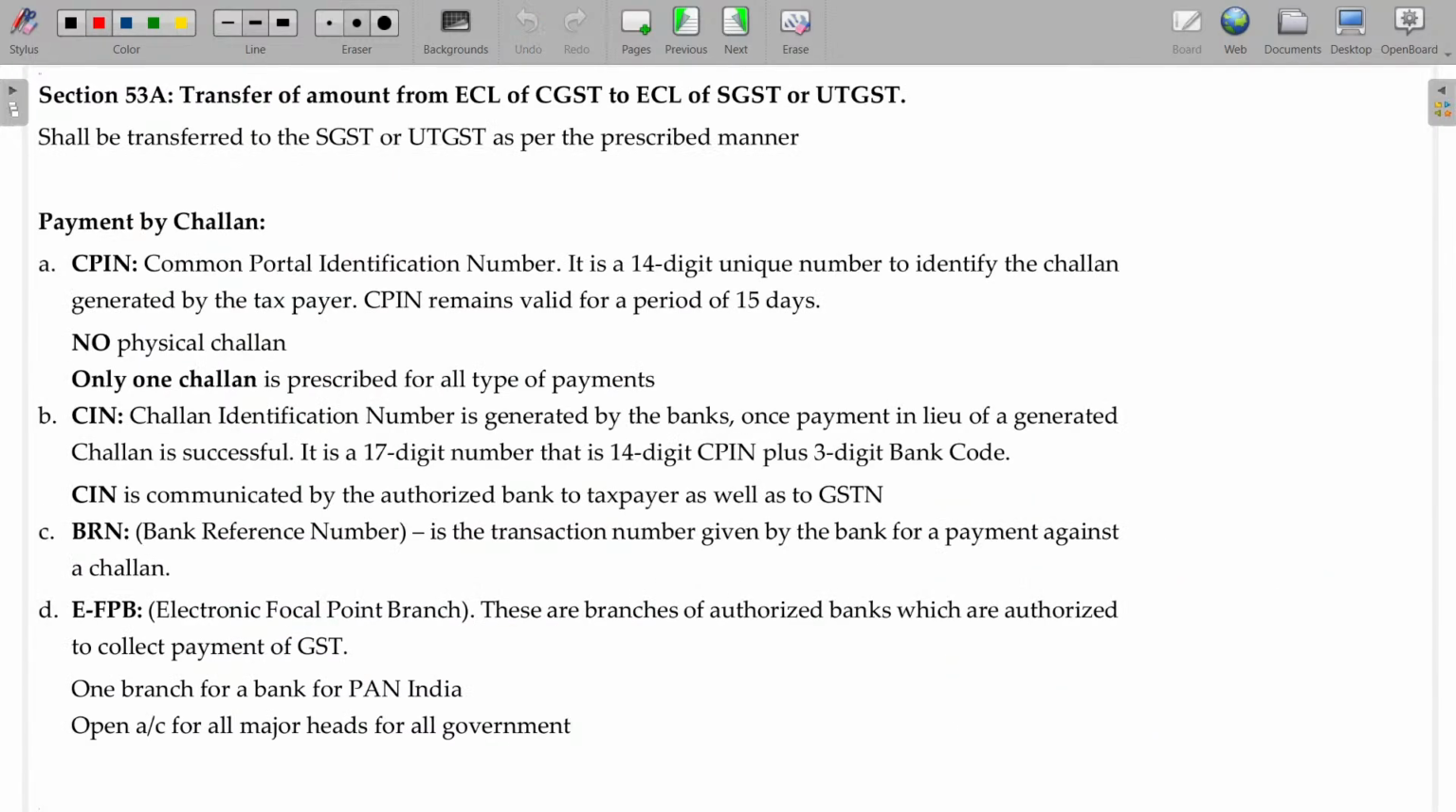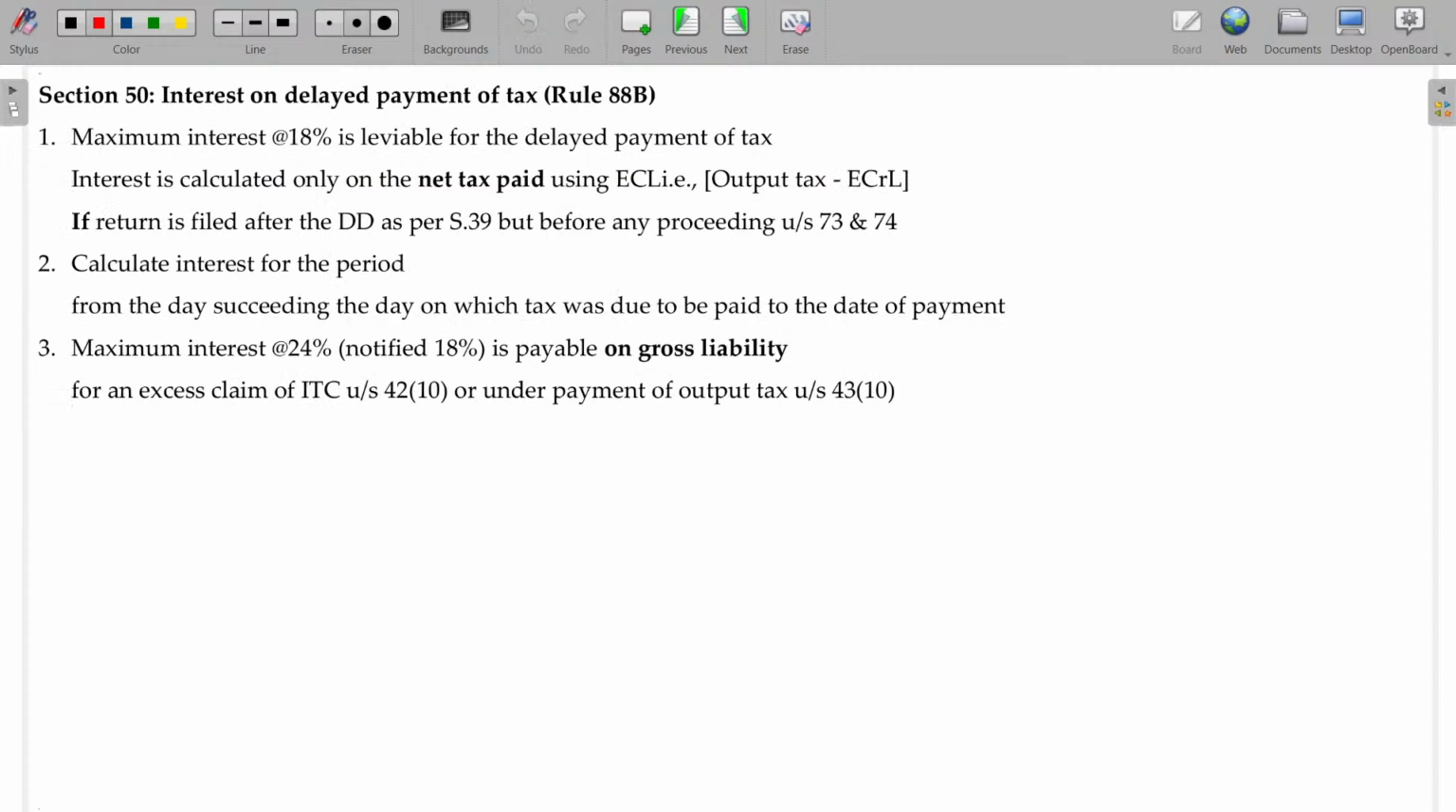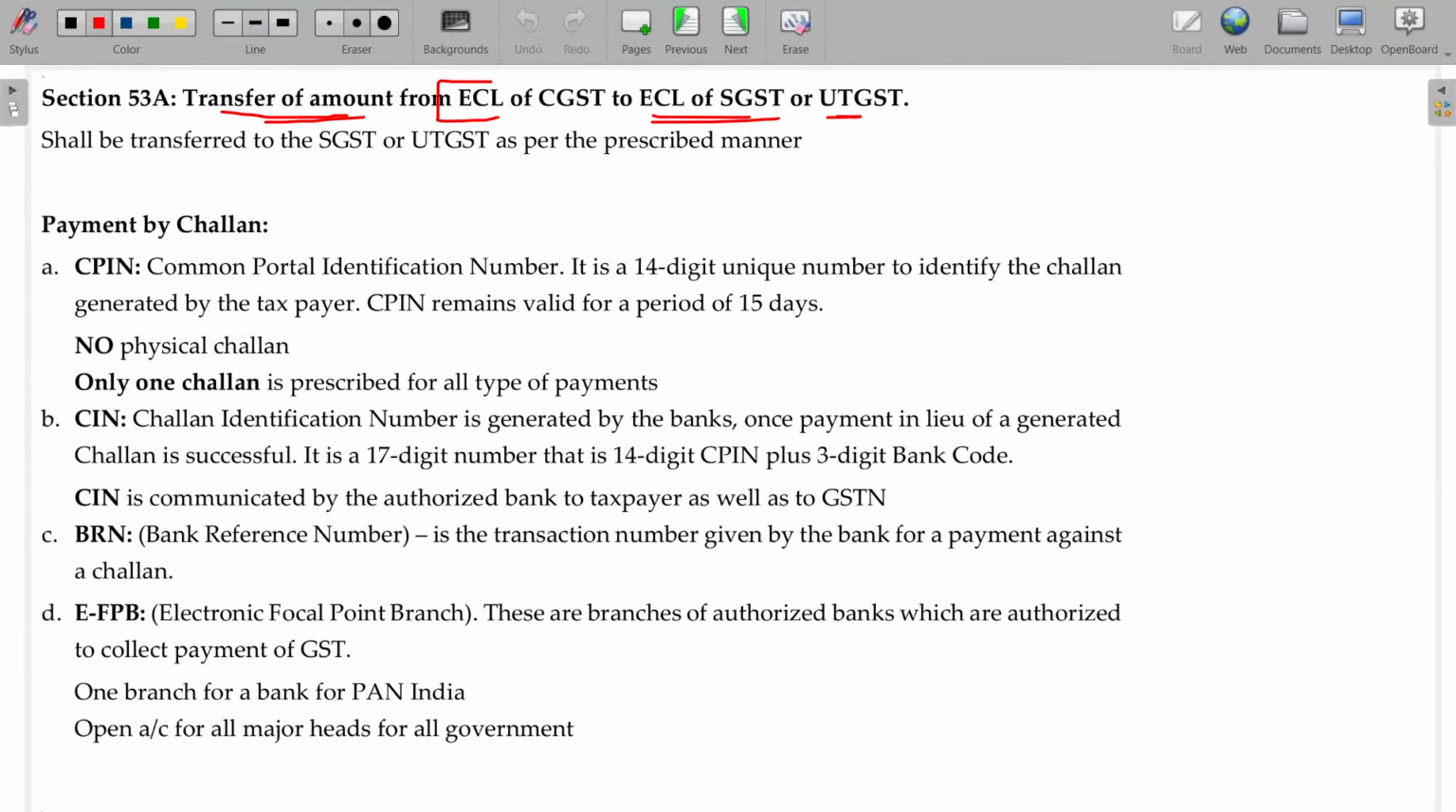How do I transfer? You can transfer from the electronic cash ledger of CGST to the electronic cash ledger of SGST and UTGST. There's a prescribed manner. Now let's see. While making the payment, you'll get the challan, right? So, the payment by challan.